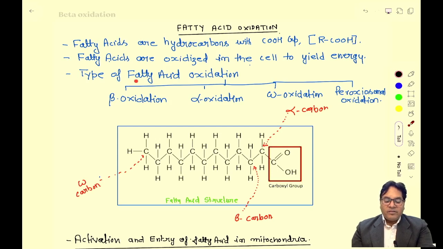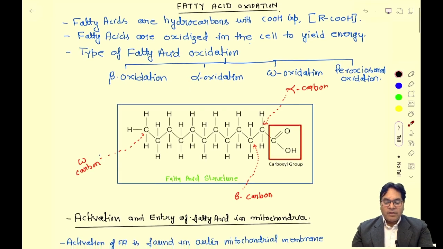The fatty acids undergo oxidation to yield energy. Beta oxidation is the chief oxidation method through which the fatty acids are oxidized to yield energy. But besides beta oxidation, there are certain other oxidations as well which are used in different ways by our body, including alpha oxidation, omega oxidation, peroxisomal oxidation, etc. So we will be dealing with all these oxidation types one by one.